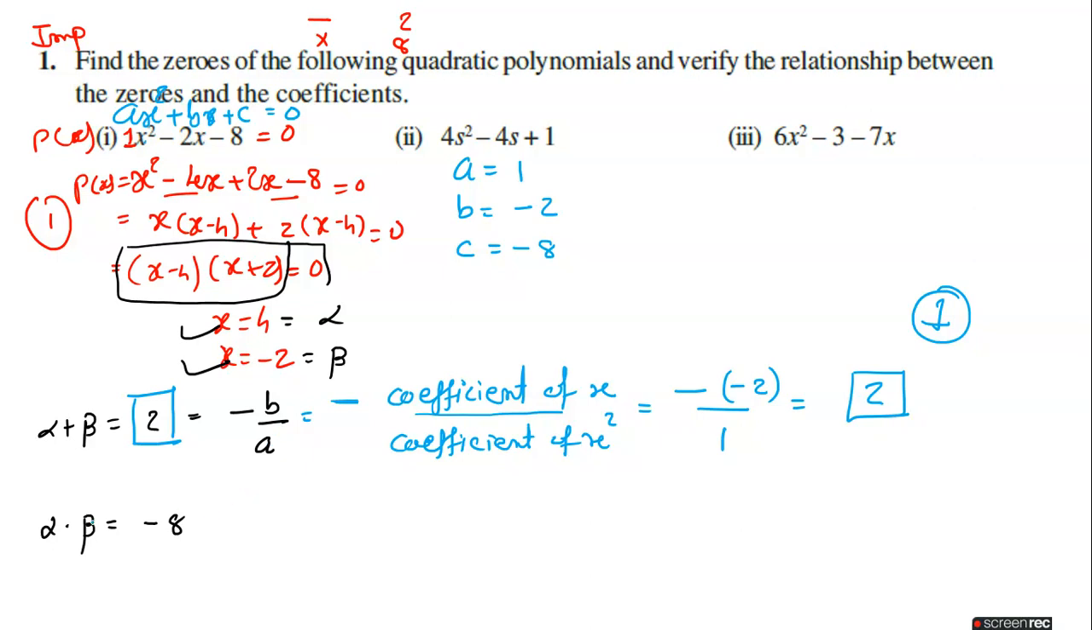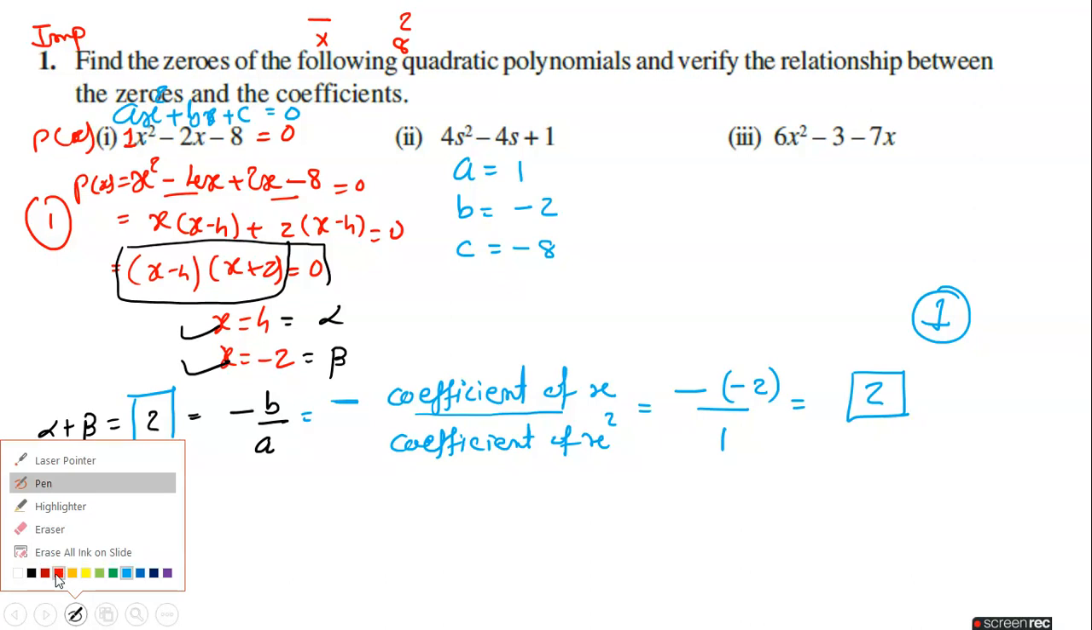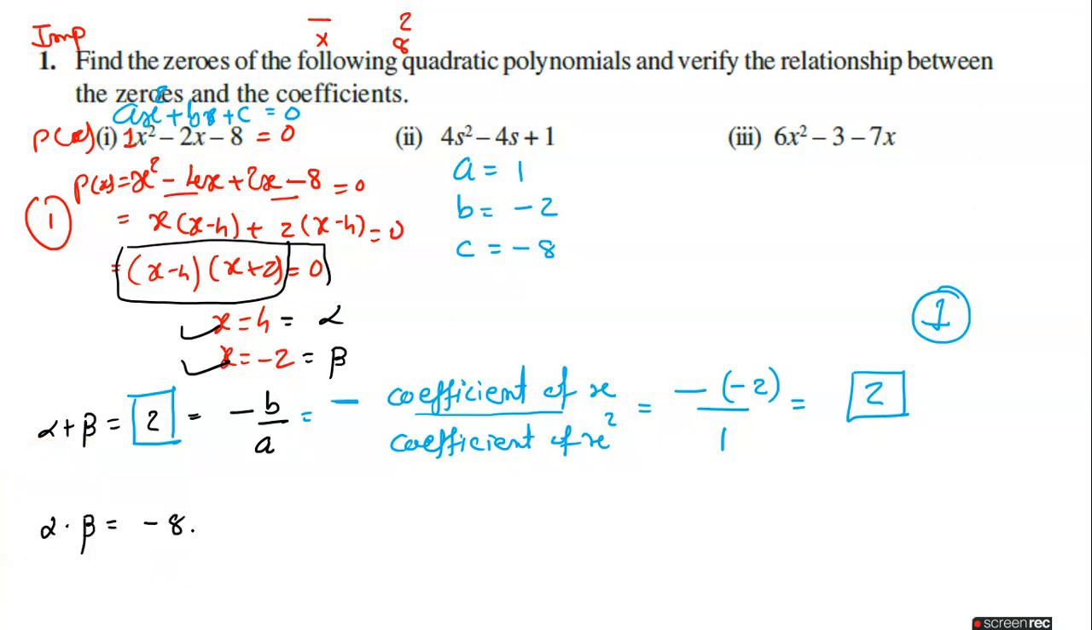Okay, and for the next one, what for multiplication? Your question. What for multiplication is called c by a. Okay, what is c? C means constant term. So I will write here constant term. That's why we are writing c every time. What is c? C means constant.